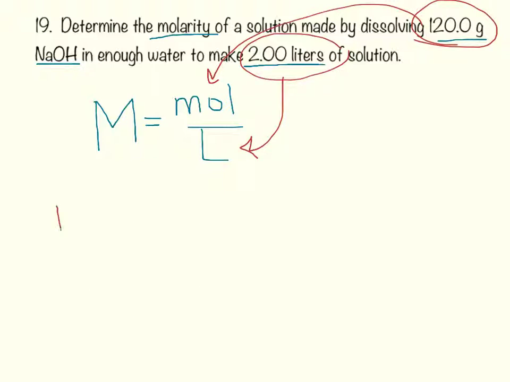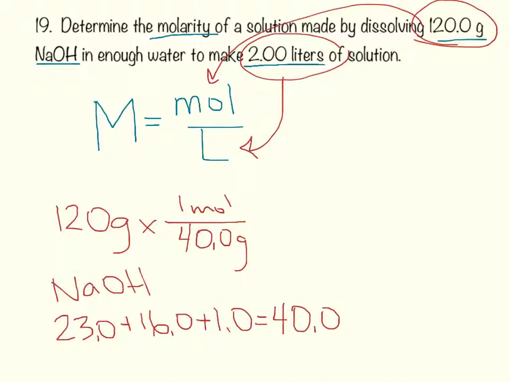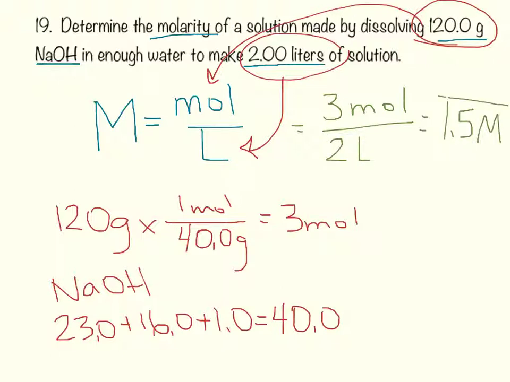So our first step is 120 grams. Now since this is NaOH, off the periodic table I have 23.0 plus 16.0 plus 1.0, which is equal to 40.0. So 40.0 grams for every 1 mole gives me 3 moles. So then my molarity formula becomes 3 moles divided by 2 liters is equal to 1.5 M.